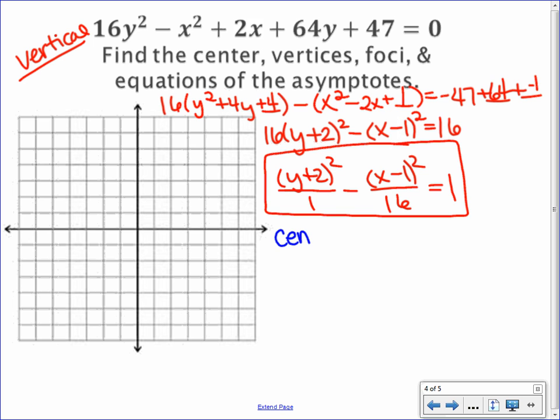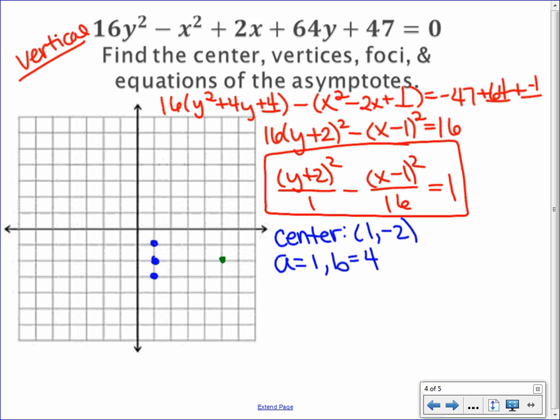Would you always have to make it over 1, like the standard form? If you put it as y plus 2 squared, that is fine. I just put it over 1 so we can see what a squared is. Now, be careful. What's our center? 1, -2. What is A? And what is B? 4. Since this is a vertical hyperbola, we're going to move A vertically, and we will move B horizontally.